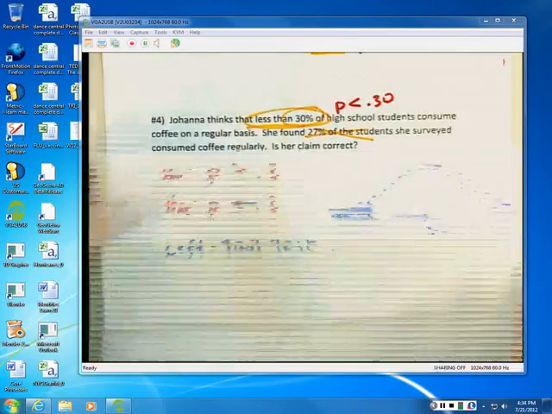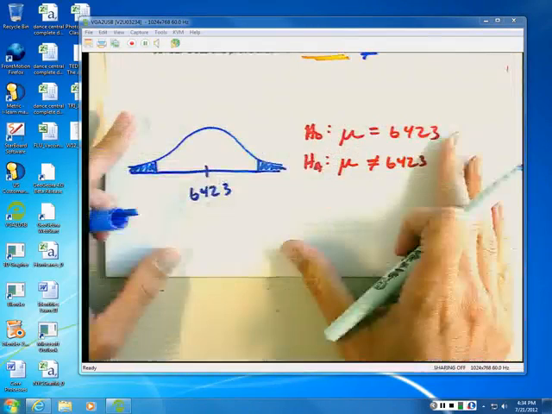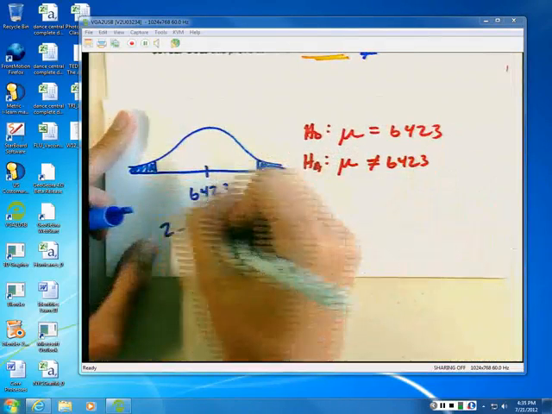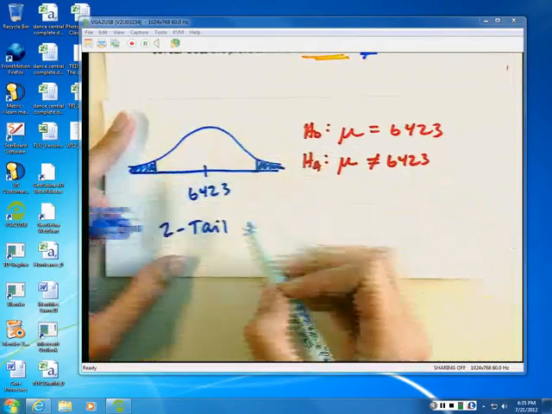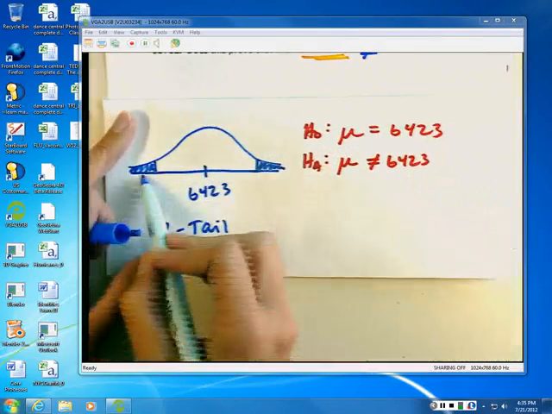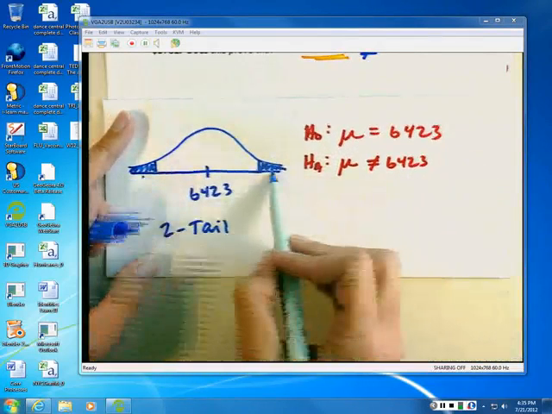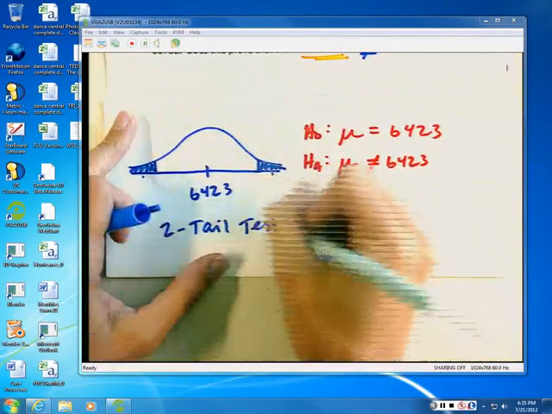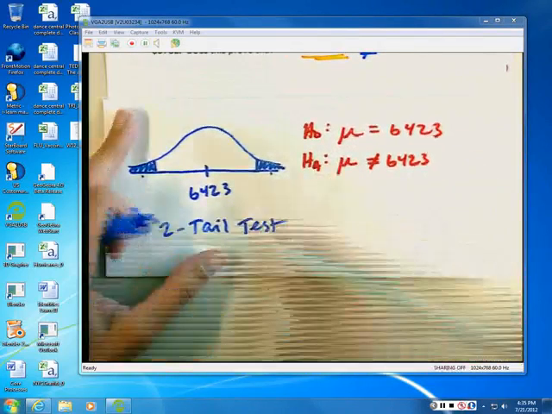Let's see, in number 3, this was number 3. Number 3 looked like this. This one is a two-tail test because we just wanted to know if it was different. Different could be significantly less or significantly more. So that's a two-tail test. And then up above we had a right tail test.